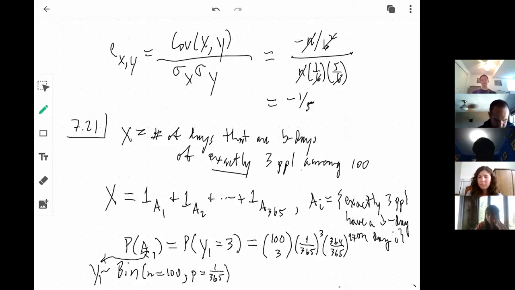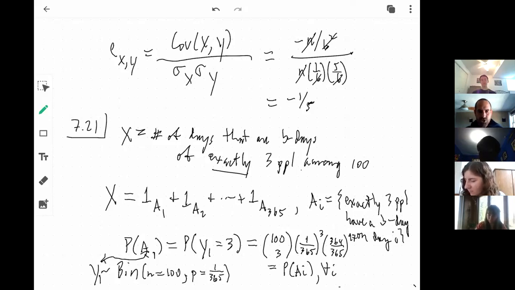Exactly. And is that going to be different for any of the other A's? Was there anything special about the first A? No, that's the probability of A_i for all i. Okay. So can we compute this expected value now?